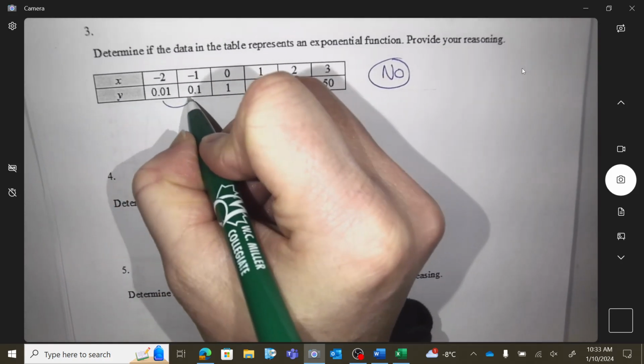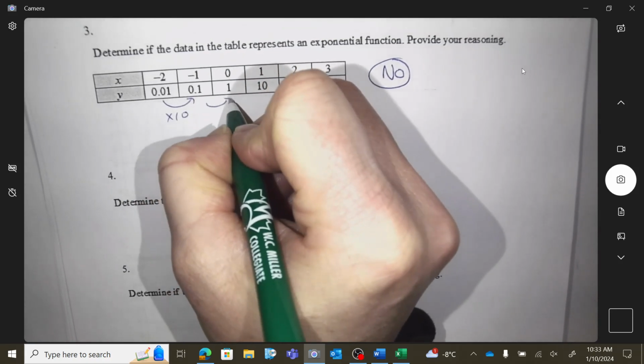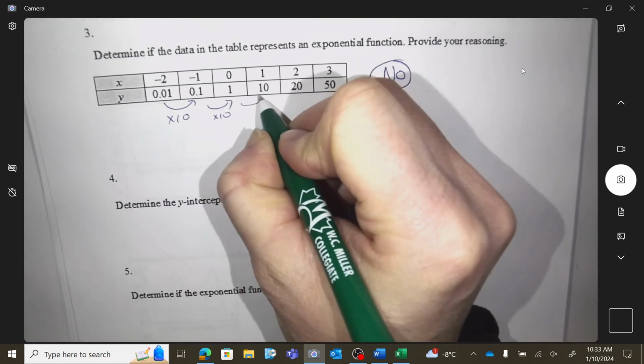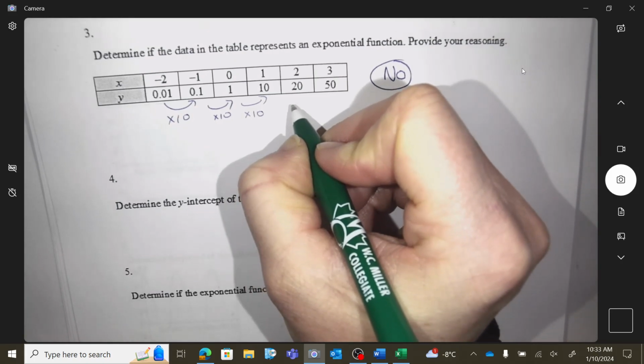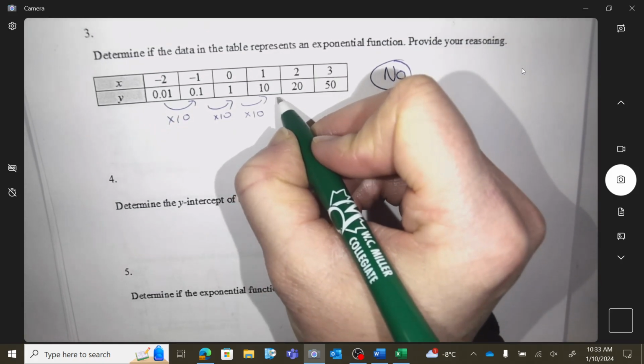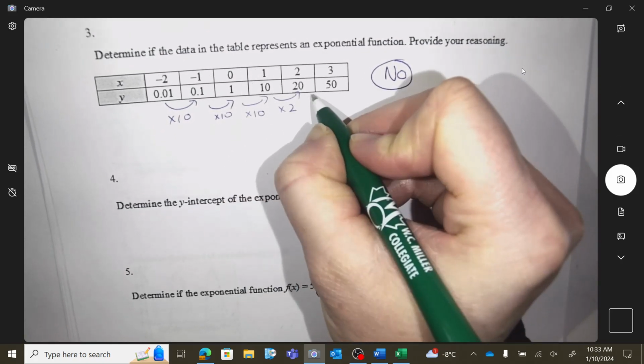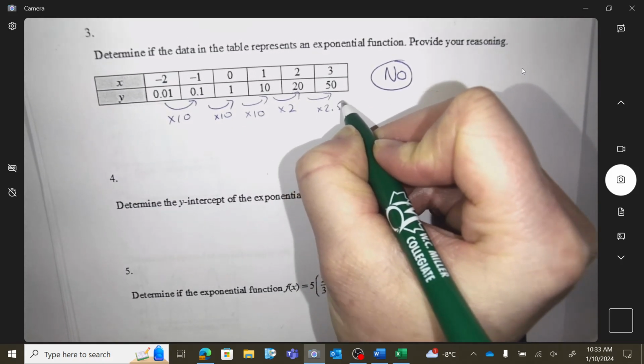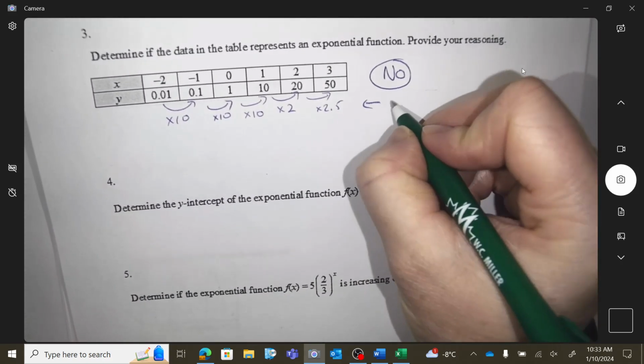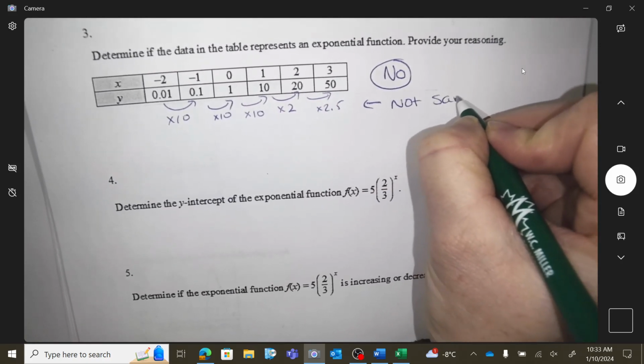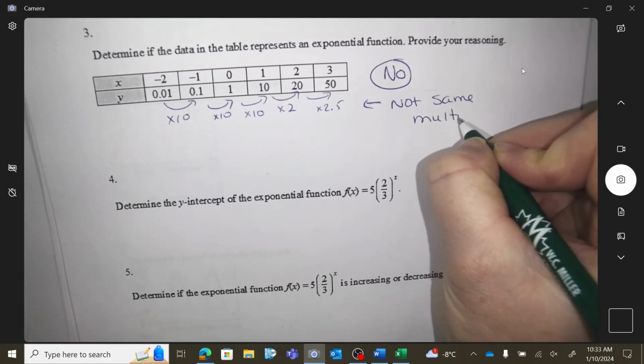Okay, so here to here I multiplied by 10. Here to here I've multiplied by 10. Here to here I've multiplied by 10. It's been going good, and then what happened? Multiplied by 2, and then I multiplied by 2.5. So not the same multiplier.